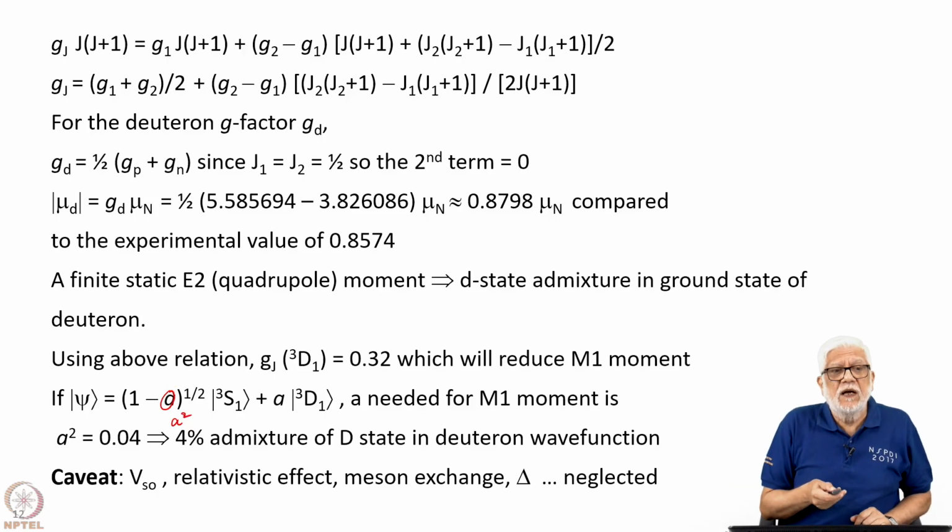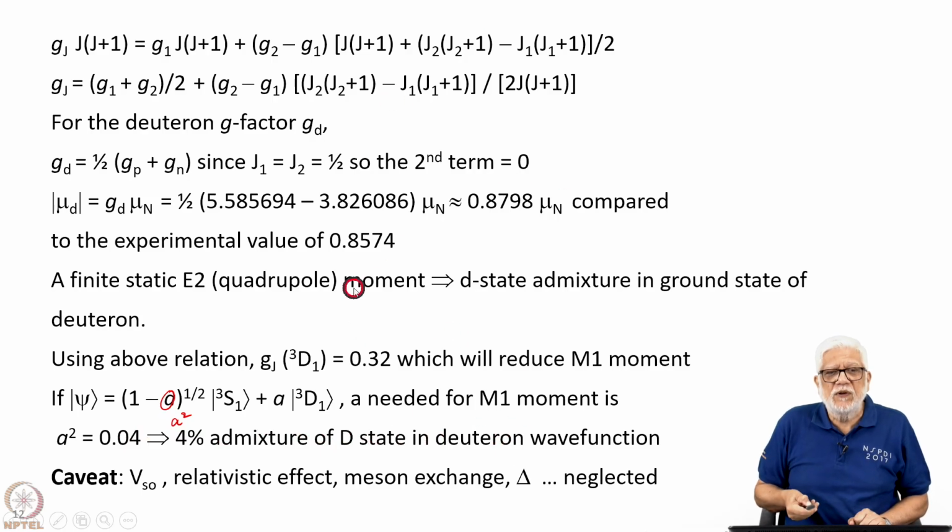Then you get a value where a squared is of the order of 0.04. There is a 4% probability admixture of D state in the deuteron wave function. So even from the magnetic moment, you get a value like this.